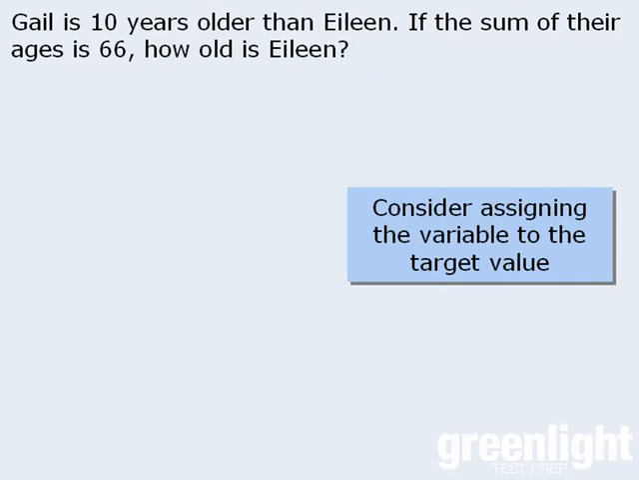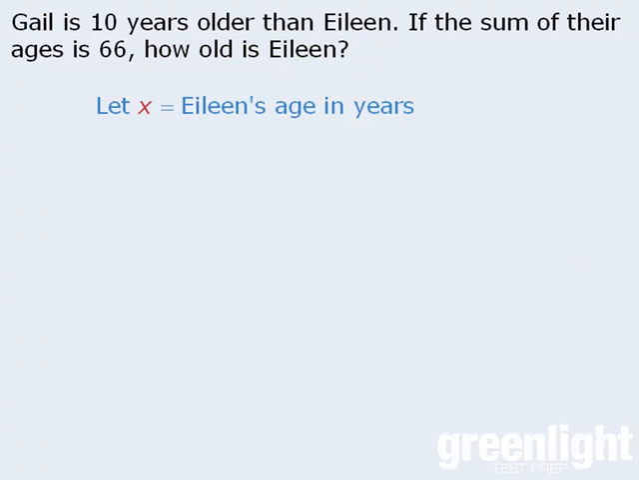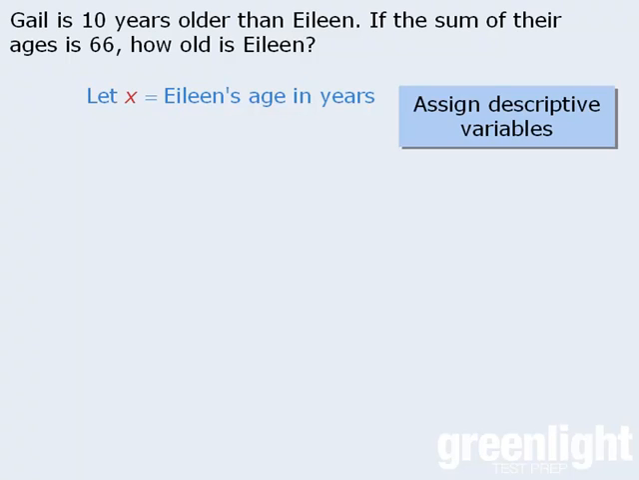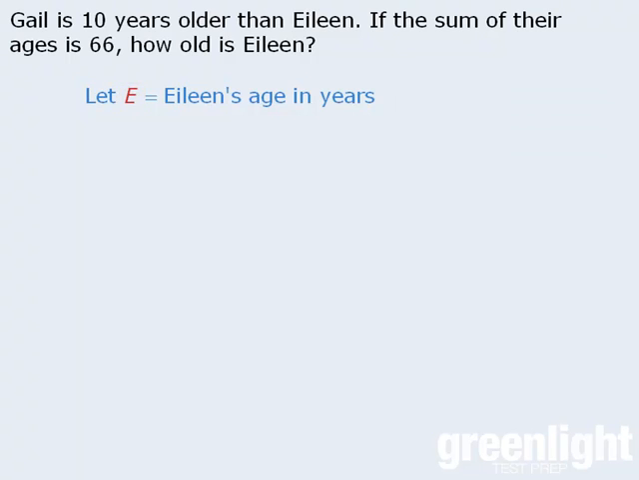Another guideline is to consider assigning the variable to the target value. In this question, we are asked to find Eileen's age, so if we let x equal Eileen's age, then when we eventually create an equation and solve it for x, we will then know Eileen's age. Now using the variable x is a common approach, but it's even better to assign descriptive variables so that we have a better idea of what the value of the variable represents. So instead of letting x represent Eileen's age, let's let e represent Eileen's age.